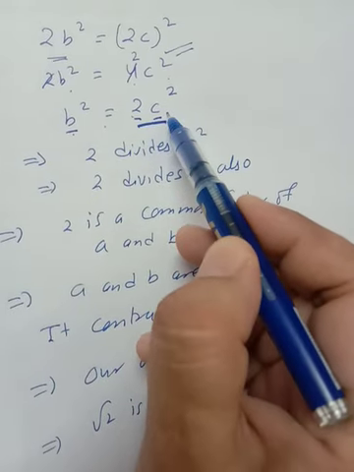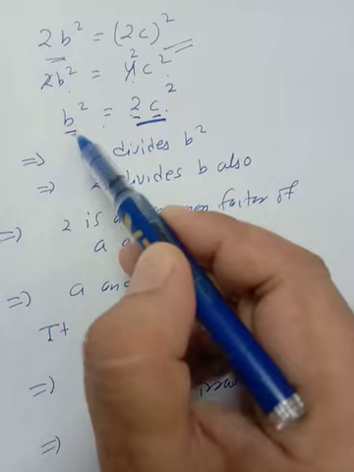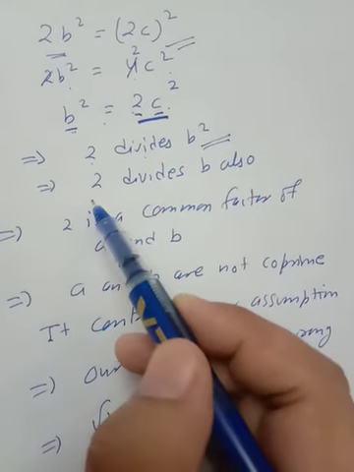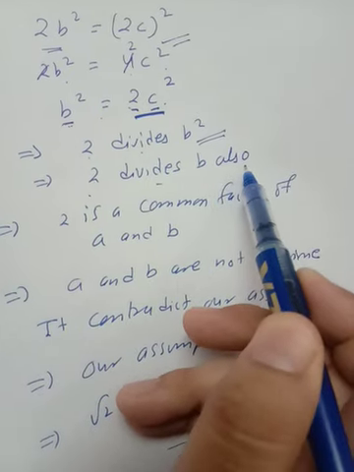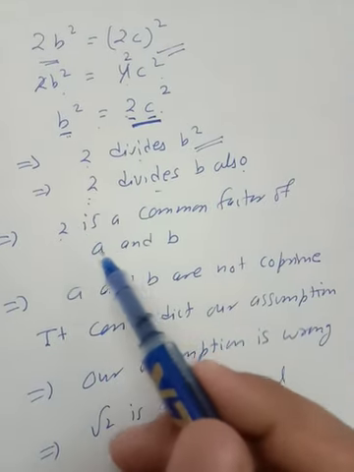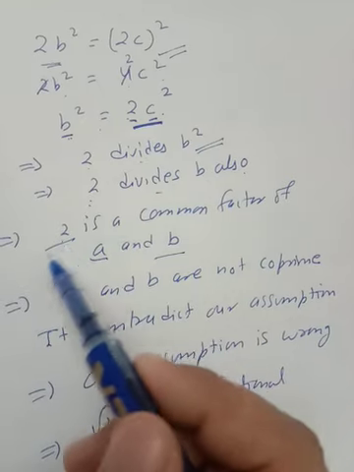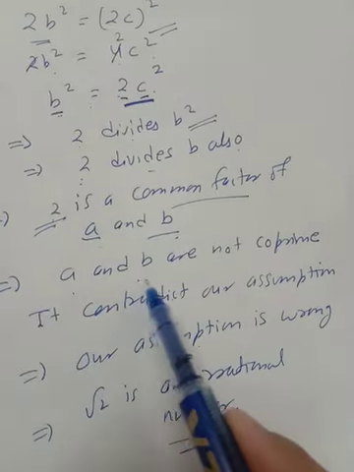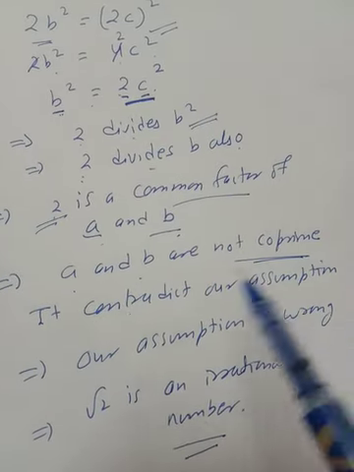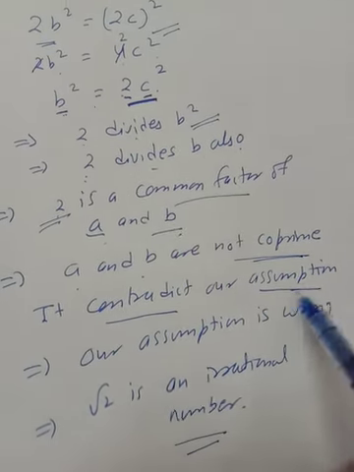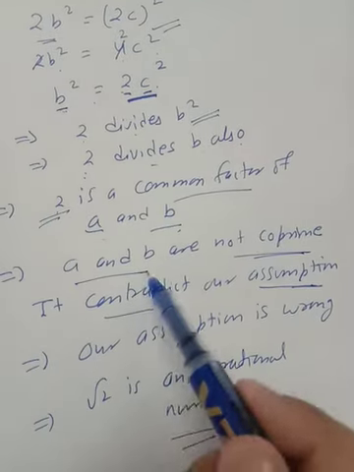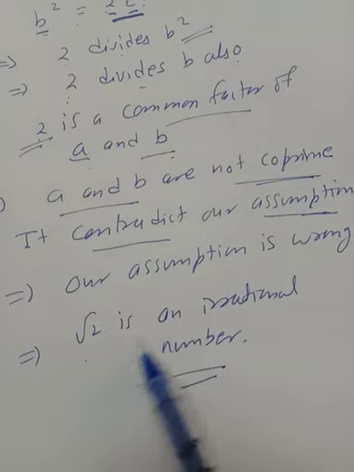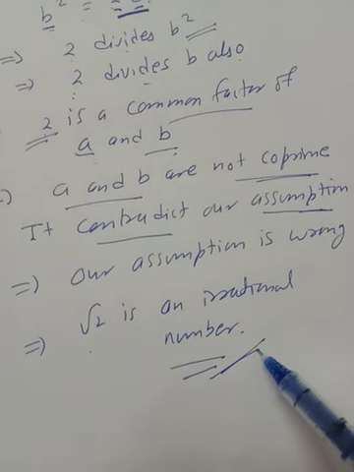So 2 into some quotient equals your dividend. It means 2 divides b squared, so 2 divides b also. So now 2 is dividing both a and b. It means 2 is a common factor of a and b. It means a and b are not coprime, and it contradicts our assumption because we have taken that a and b are coprime. So our assumption is wrong. It means root 2 is an irrational number.